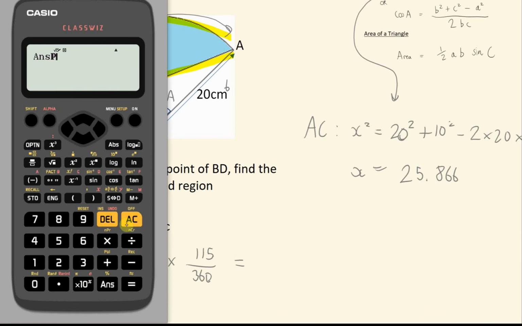Again, we type that into our calculator. And that will give us our third length that we need. Again, when I work this out, I'm going to include a few more decimal places, just so I'm not going to get a rounding error when I add them all together. So here I'm going to write 40.143.